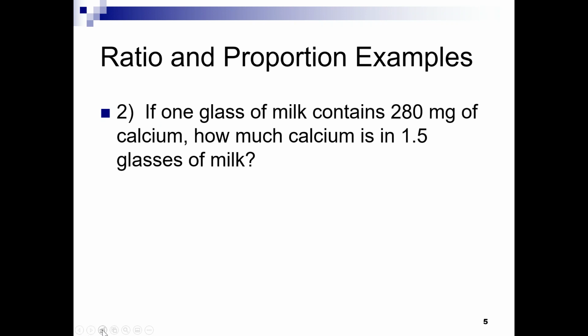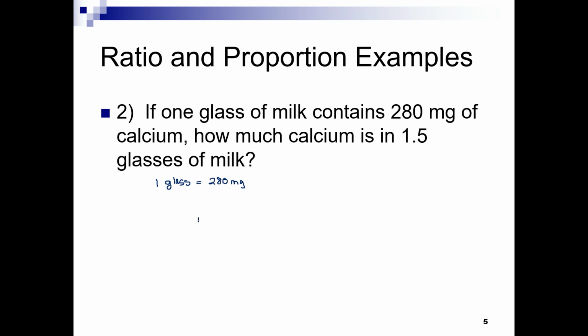Again, as I read through this example, I am told to use ratios and proportions, so I'm looking for things that are equivalent that can go into a ratio. The first phrase of the sentence says, if 1 glass of milk contains 280 milligrams of calcium. So from that first phrase, I see that 1 glass is equivalent to 280 milligrams. And so this can create that first fraction of my proportion.